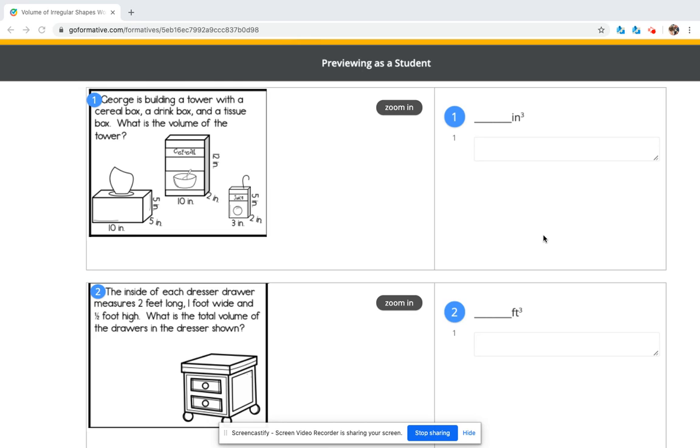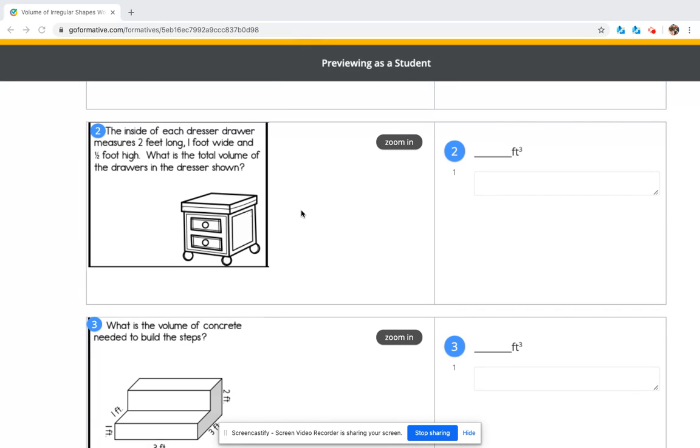It says, George is building a tower with a cereal box, a drink box, and a tissue box. What is the volume of the tower? So if you see right here, it gives you the length, width, and height of all 3 objects. So what you're going to do is find the volume of each of the objects, and then you're going to find the total volume by adding them up together.